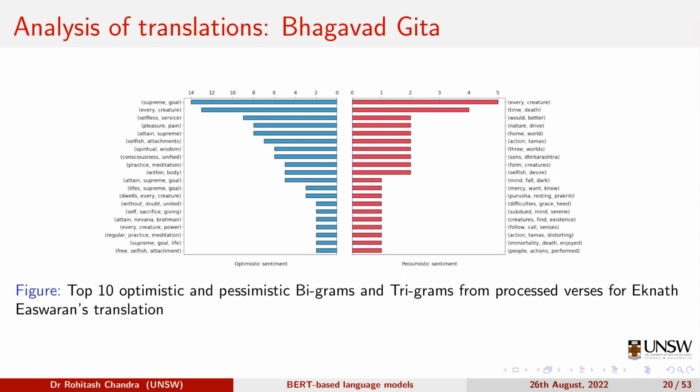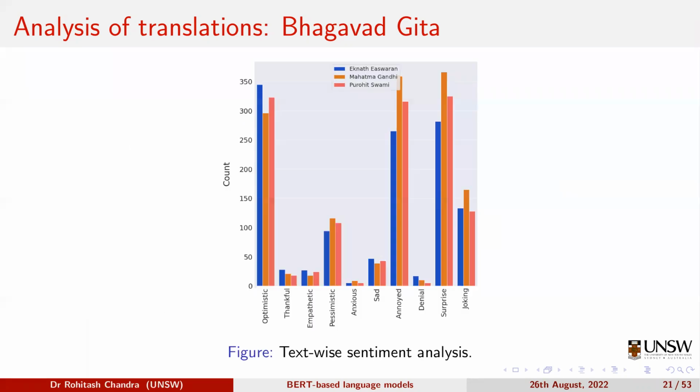And then we have the three translations, and we are just comparing the different sentiments expressed across the three translations. So you see that, like, surprise, you have Eknath Easwaran, whereas he has less compared to Mahatma Gandhi ji and Shri Purohit Swami. But it's not really drastically that different.